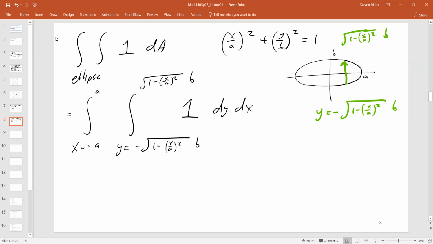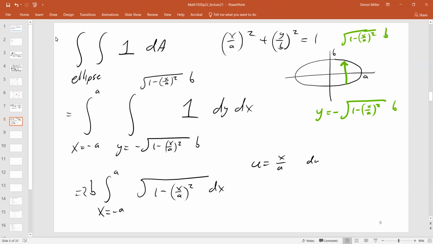Well, let's actually do this. We've got some time. So this is going to be the integral x goes from minus A to A. I'm going to pull out the B. I'm going to pull out the 2. We have the square root of 1 minus (x over A) squared dx. Let's let u equal x over A. So du is going to be dx over A, or dx equals A du.